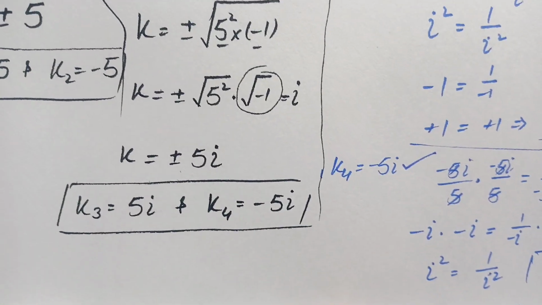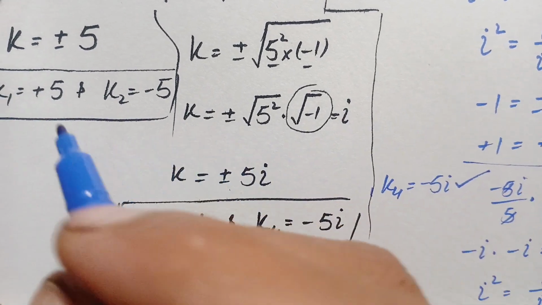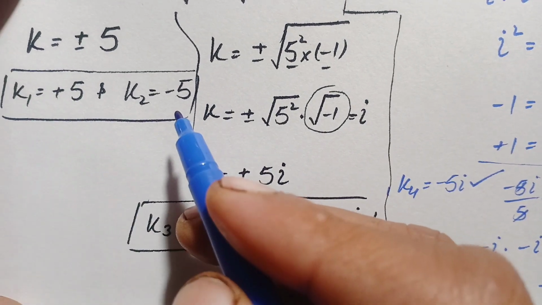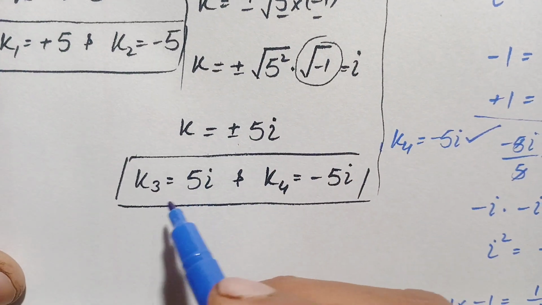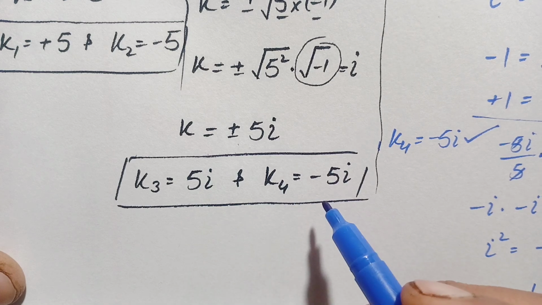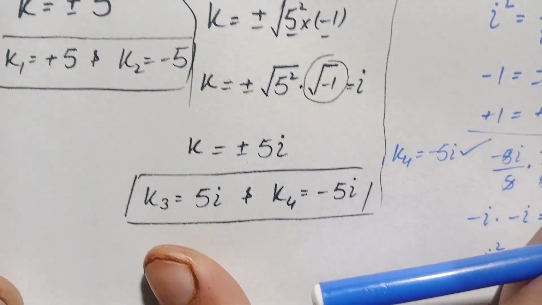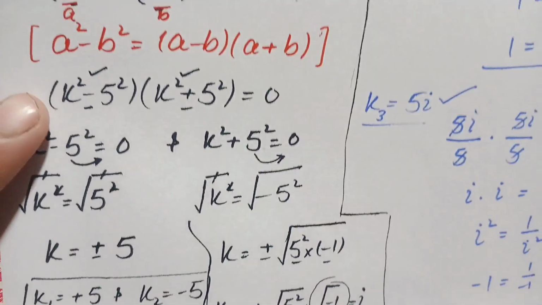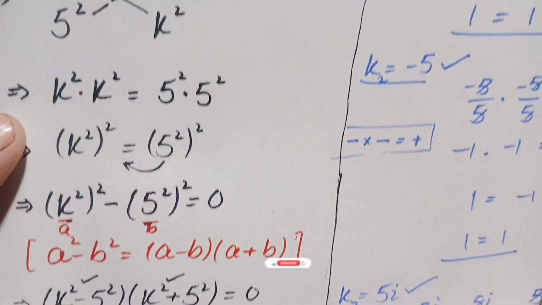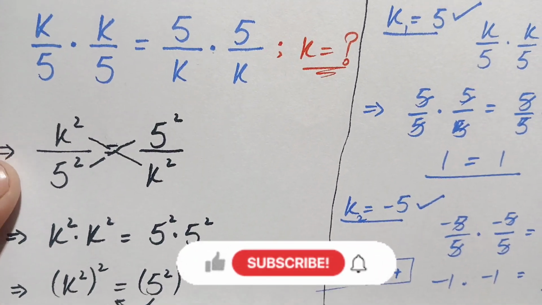Now in last, as we verified that k is equal to plus 5 and k is equal to minus 5, and the complex values that are 5 iota and minus 5 iota are the exact and correct values and solutions of this nice and interesting algebraic math problem.